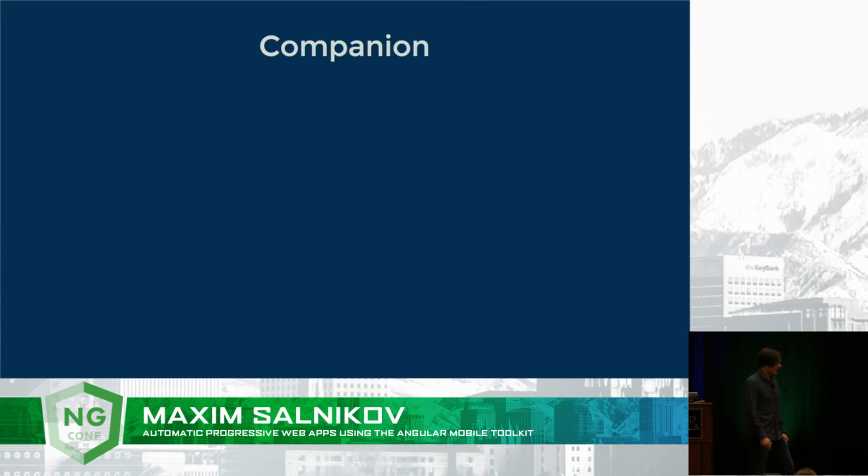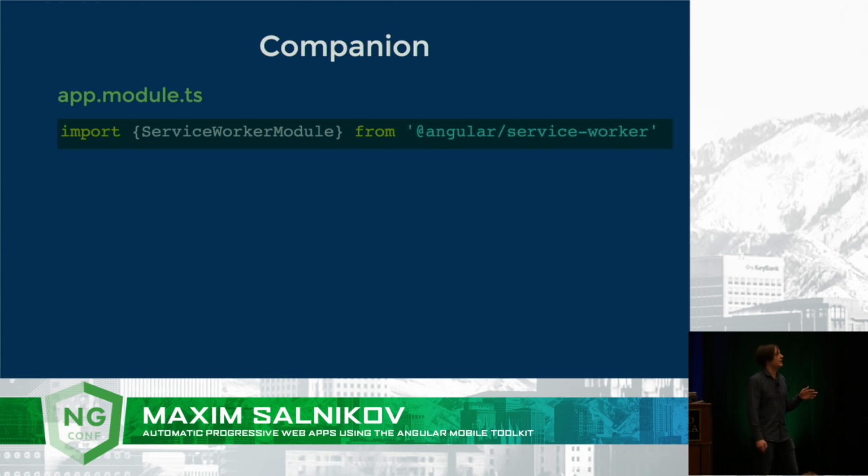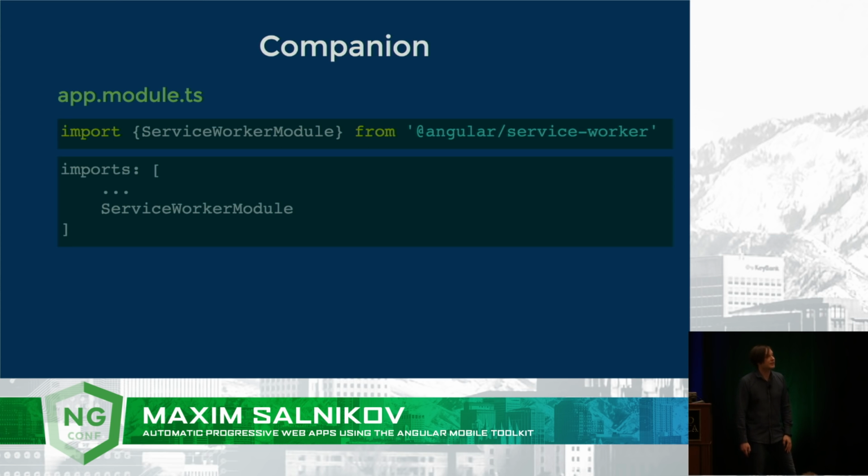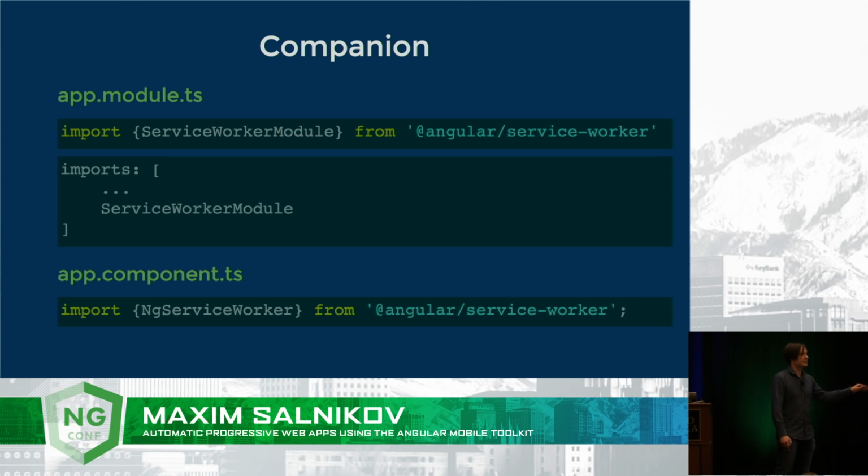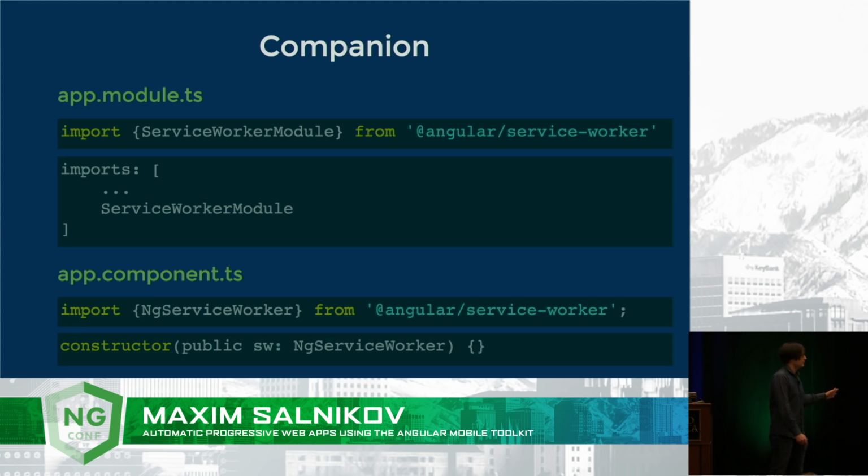Before introducing push, I would like to say a couple of words about this companion library. Remember, the one that is responsible for communication between the service worker and our application. How to start working with this? It's all the Angular way. In our module, we import the corresponding module. We put it in the imports section. Next, in our component, we import a special class called NgServiceWorker. We inject it in the constructor, dependency injection Angular style, and it gives us access to some really nice methods.